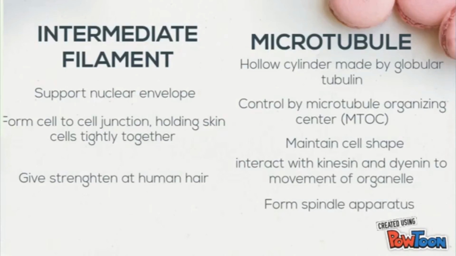The shape is a hollow cylinder made by globular tubulin. It is controlled by the microtubule organizing center. It can maintain cell shape and interact with kinesin and dynein for movement of organelles. It forms the spindle apparatus.